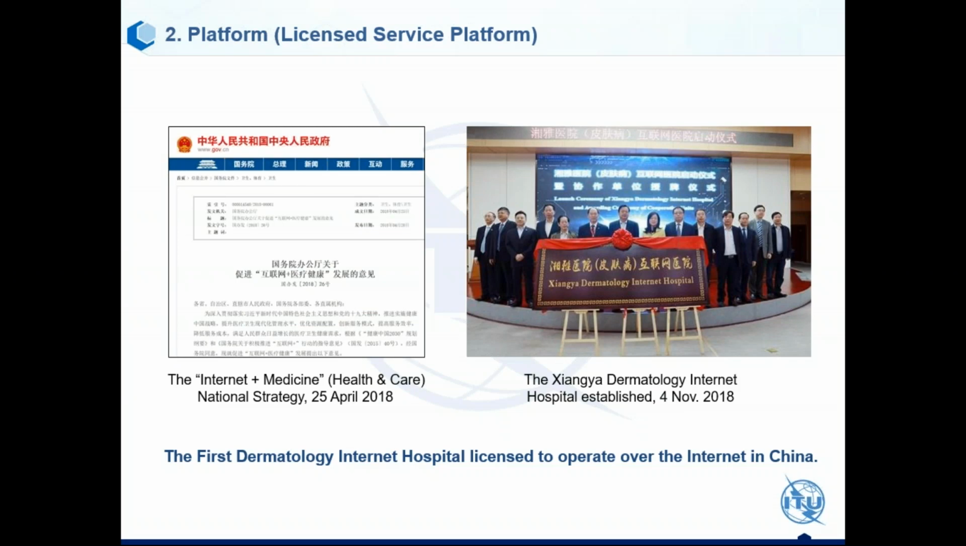And then, because China is pushing forward the internet plus medicine strategy at the national level, that was actually published in April 2018, which is last year. And then we have the first of its kind dermatology internet hospital licensed in China. And then that's based on our department and based on our hospital. That's in November 2018, first of its kind.